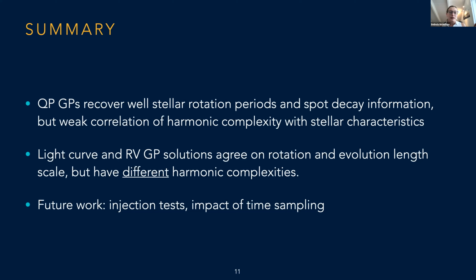When it comes to comparing light curve and radial velocity GP solutions, they agree on rotation and evolution length scale. So feel free to use your light curve results as a prior on your radial velocity GP, but the harmonic complexities, that gamma term, will be different. It will be systematically higher. It is likely to be systematically higher.